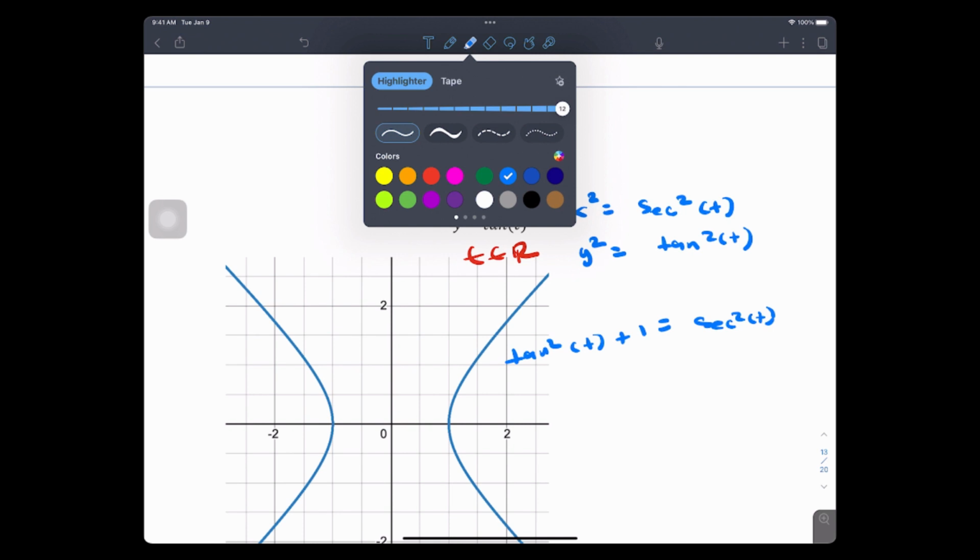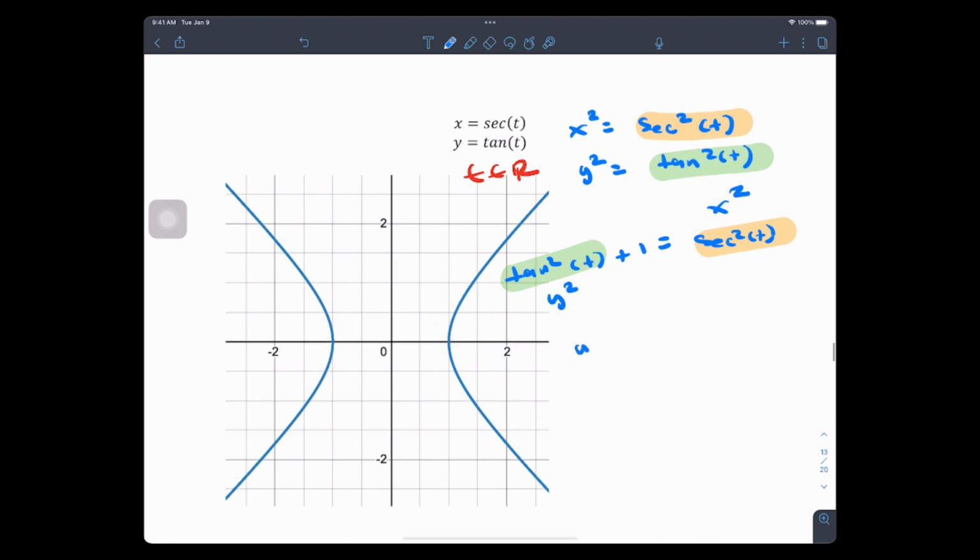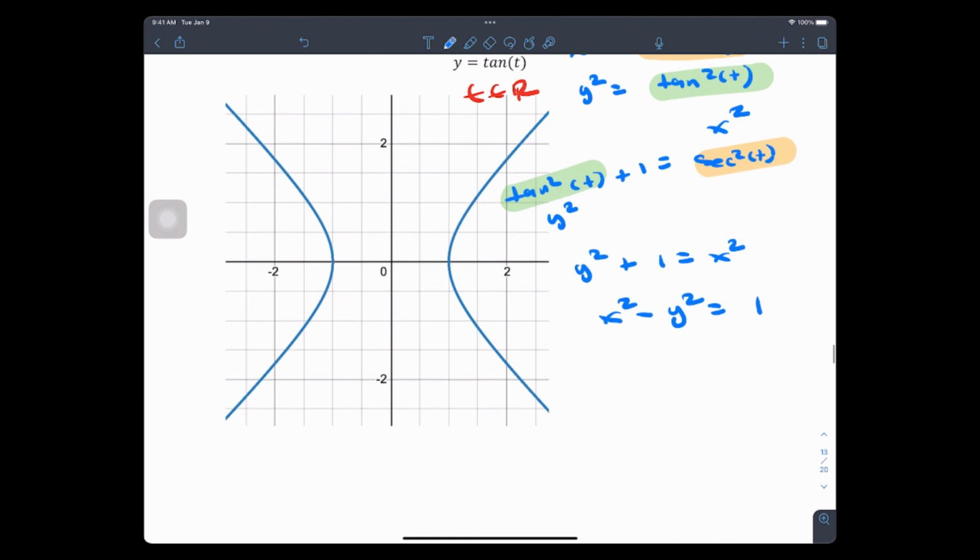Let me get some colors. Secant goes here. What is that really? X squared. Tangent squared goes where? Right here. What is that? Y squared. So this means y squared plus 1 equals x squared. What that means is x squared minus y squared is what? 1.